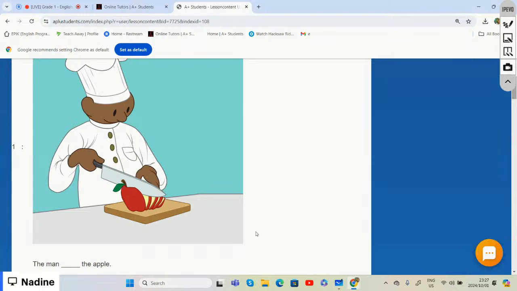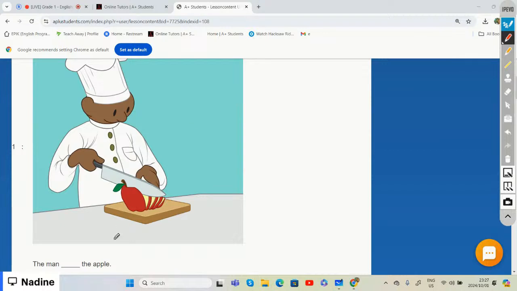All right. And if we were to say what the person is doing, then we can say the man cuts the apple. And cuts is the verb that's telling us what the man or the chef is doing. Remember the action verb. It's like asking us what is the man doing. So we need to say what the man is doing. That is the action verb.